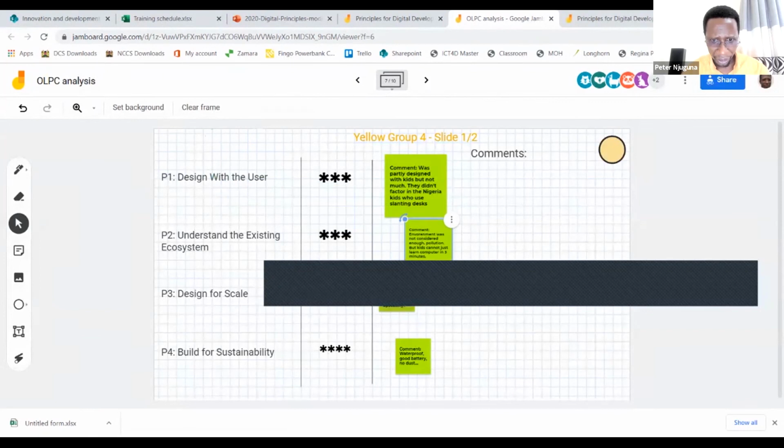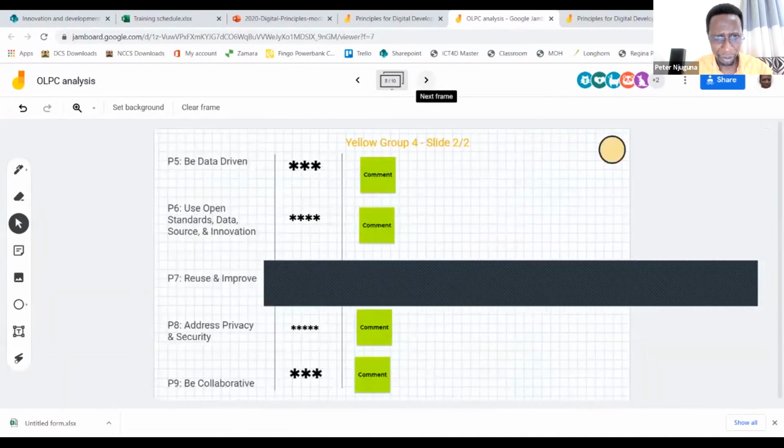Okay, thank you. That's it. That's right on group 4. Group 4, do you want to comment on any of these last principles?